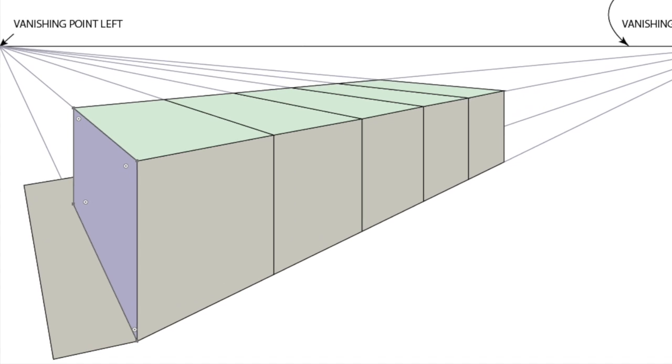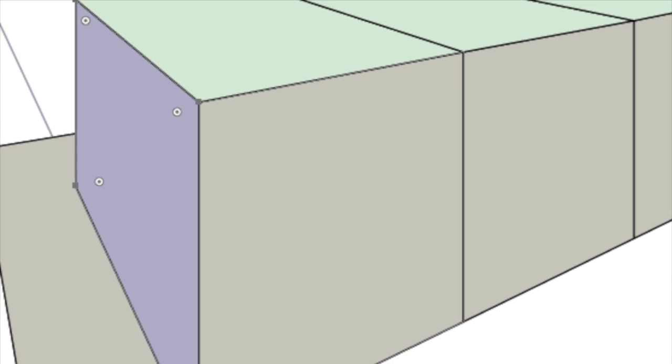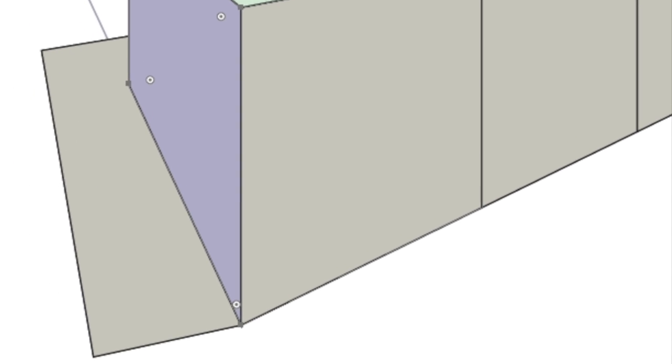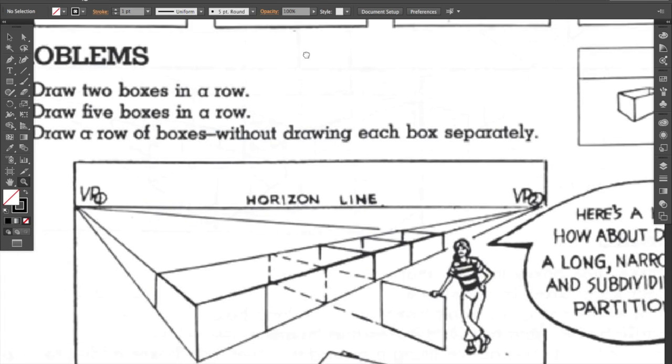Here we go with 2-point perspective, 5 boxes in a row, linear perspective, showing here with a little bit of shading for the top, front, and left side, and a slight illustration of the cast shadow in perspective. Problem number 2 is draw 5 boxes in a row.